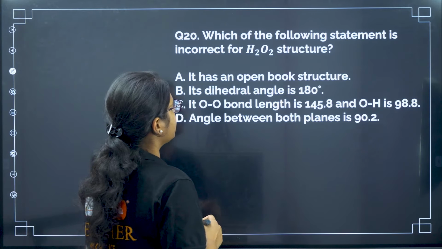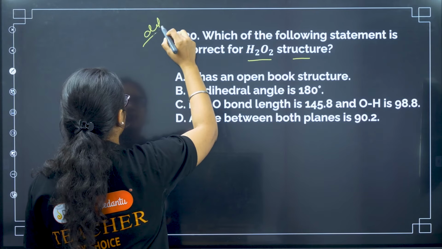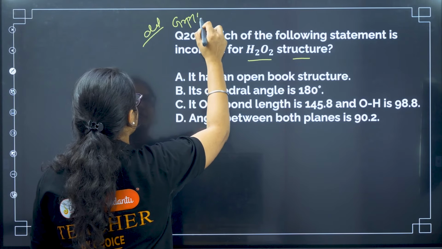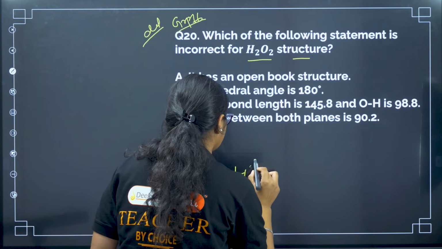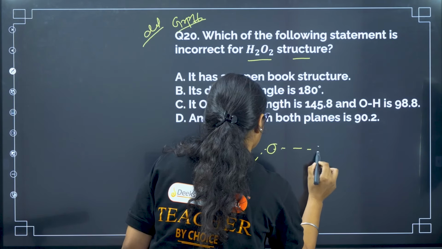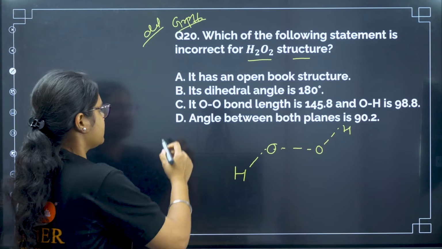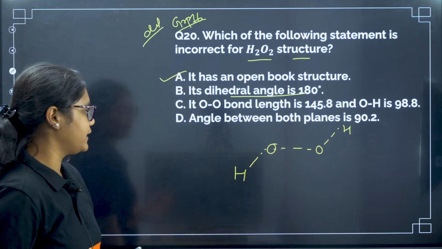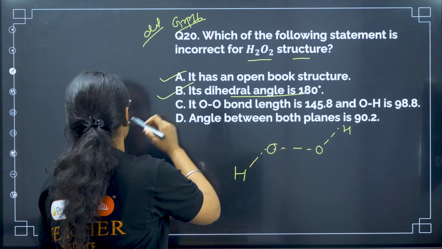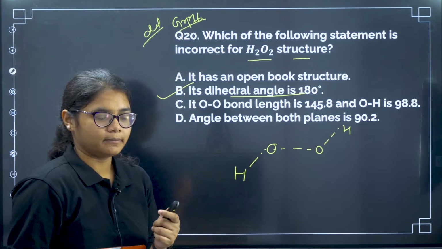Next, which of the following statements is incorrect for H2O2 structure? This is again from your deleted syllabus, that is group 16. If you know the H2O2 structure, it is like this. It has an open book structure. This statement is correct. It has a dihedral angle of 180 degrees. This is incorrect. So the incorrect statement here is option number B. Correct answer for this question will be option number B.